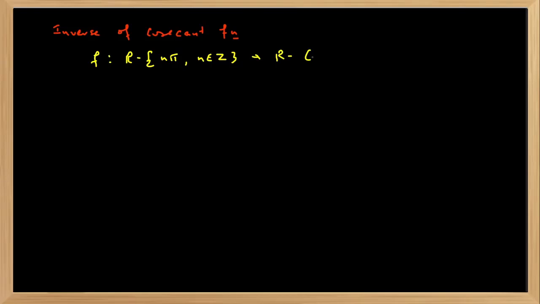So now let us discuss the inverse of the cosecant function. Remember cosecant is 1 by sin x. Cosec x is 1 by sin x. So where sin is 0, cosec will not be defined. So f from R minus n pi, where n is an integer. At integral multiples of pi, sin is 0, therefore cosec is not defined, to R minus (-1, 1).